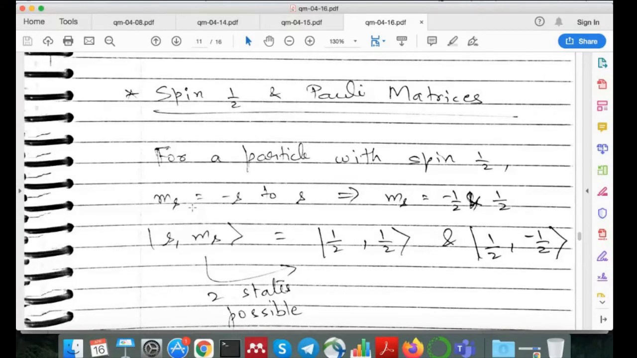So minus half plus 1 will become plus half, and that is the highest value it can take. So ms can take minus half and plus half spin ms values for spin equal to half. When you write s, ms, you are actually stating two possible states: one is half comma half and the other is half comma minus half. These are the two possible states for s comma ms for a particle with spin equal to half.